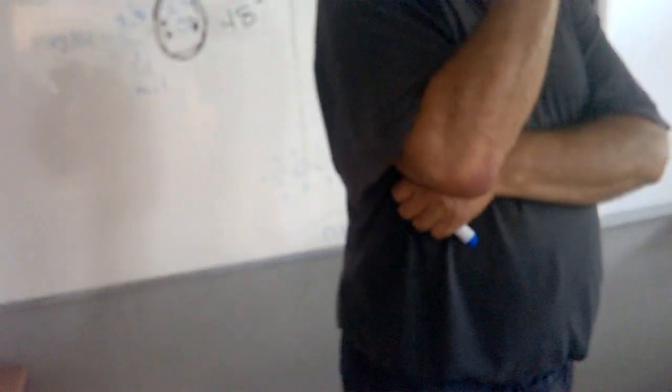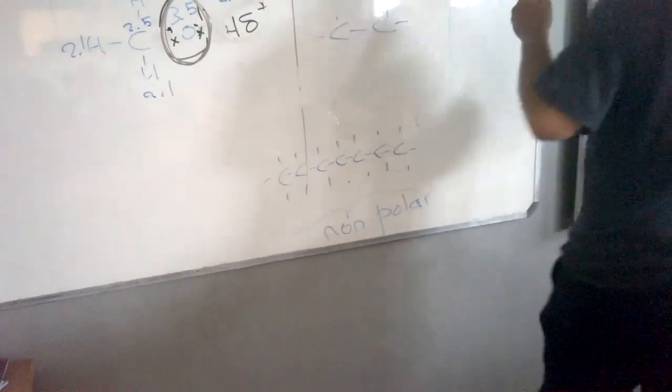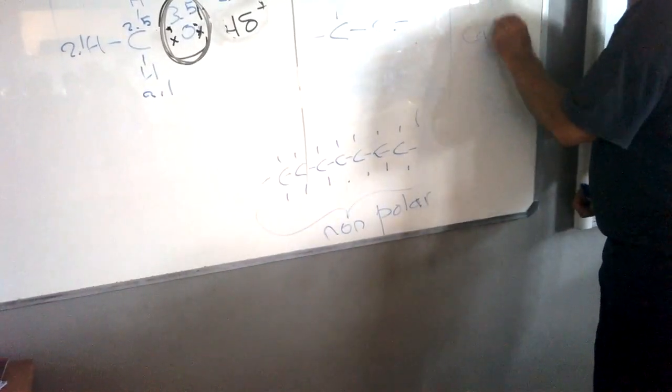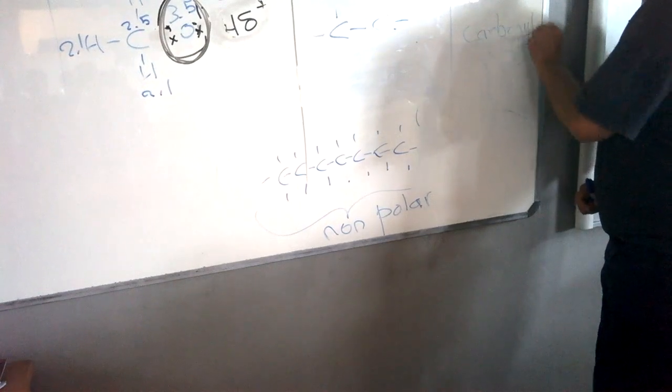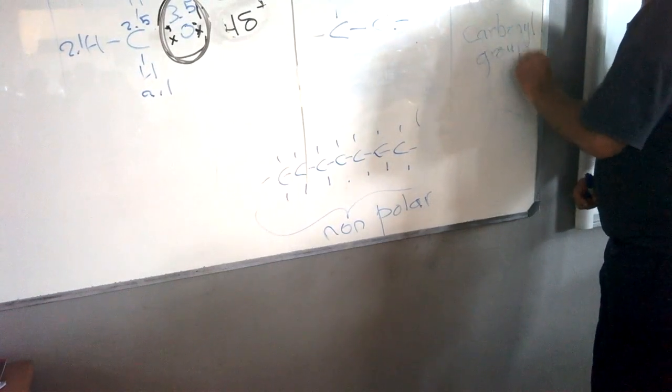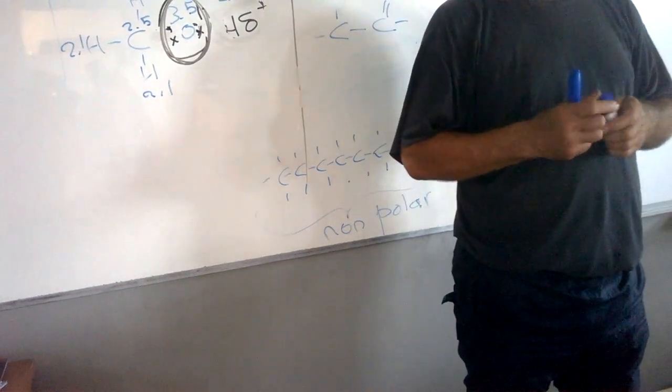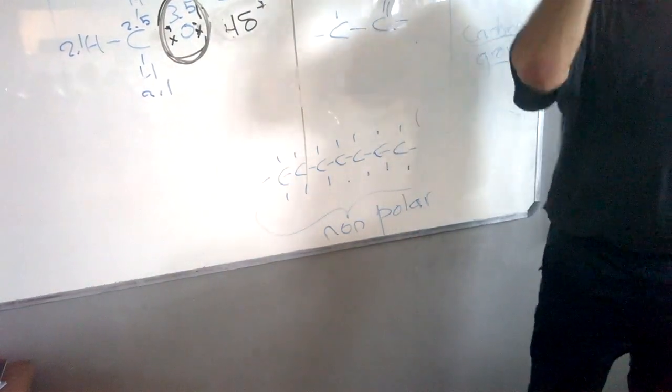Just let me finish this. So this group has got a name. It's called the carbonyl group. Just say that, everybody. Carbonyl group. A double bond oxygen is called a carbonyl group.